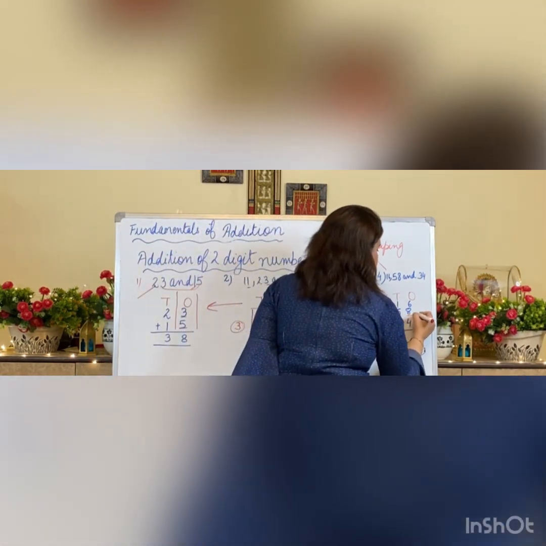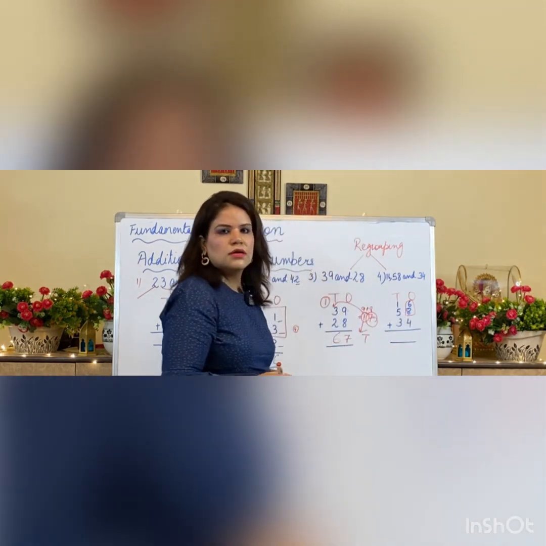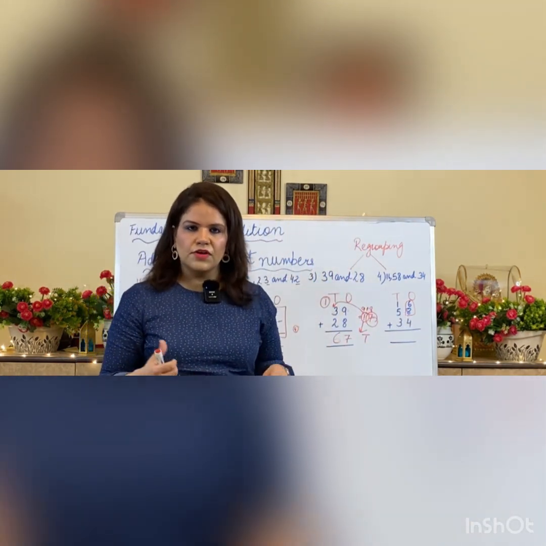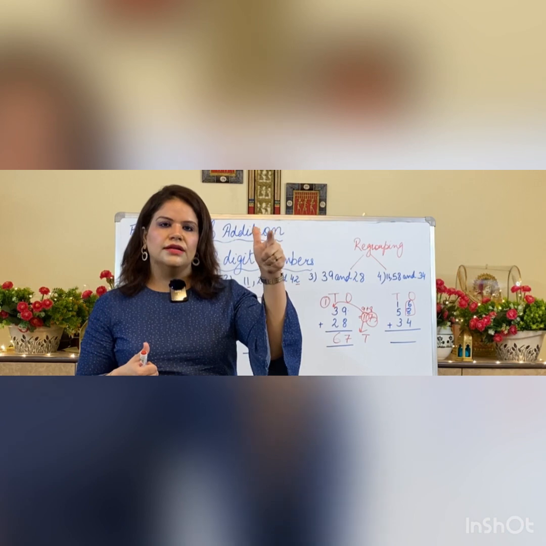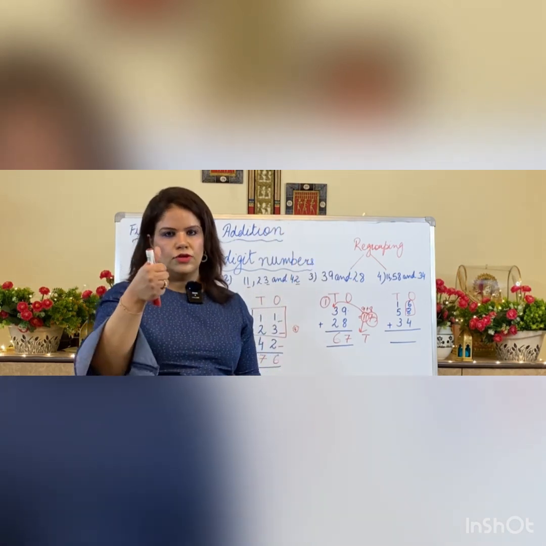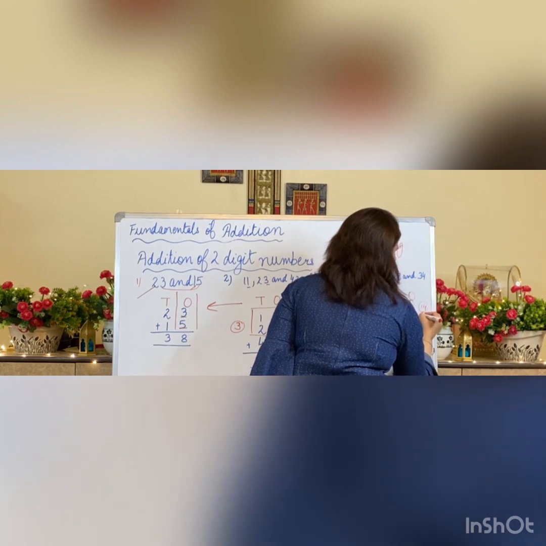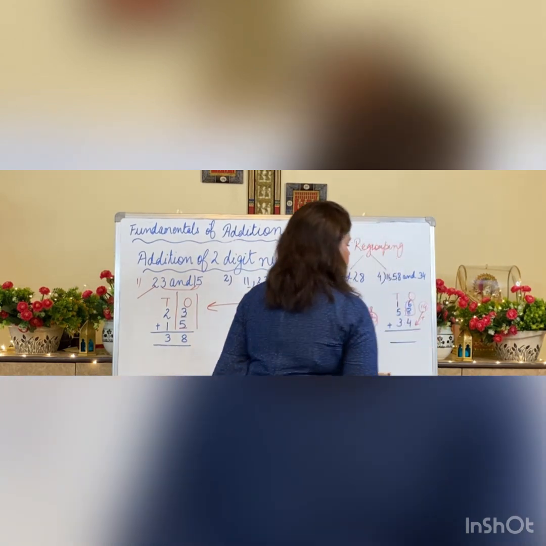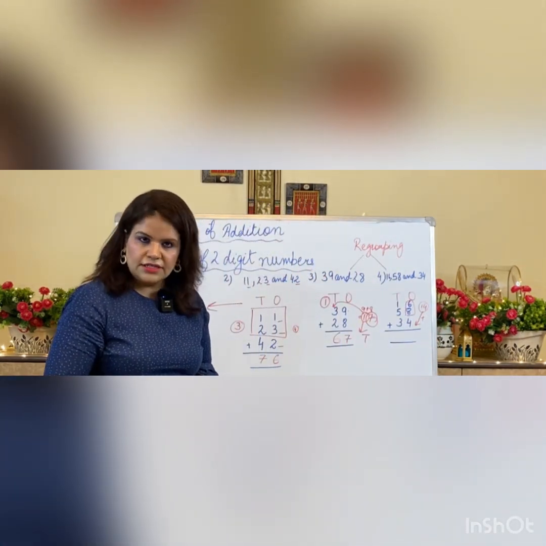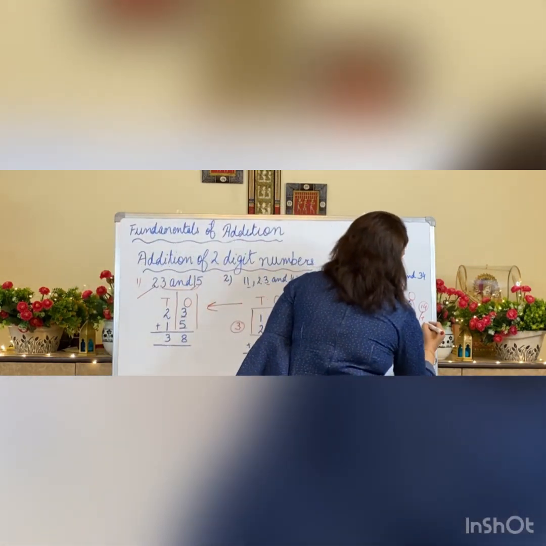I will be adding the first two numbers. 8 is in my mind, 6 fingers I am raising. 9, 10, 11, 12, 13, 14. So up to here I have got 14. 14 plus 4. What will be my answer? 18. 18 is my answer.